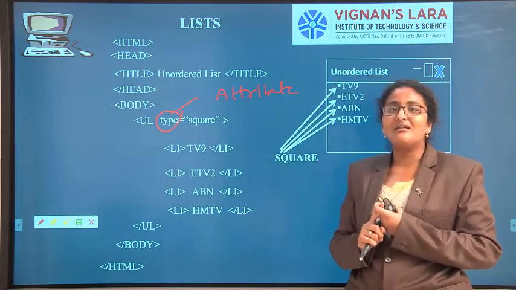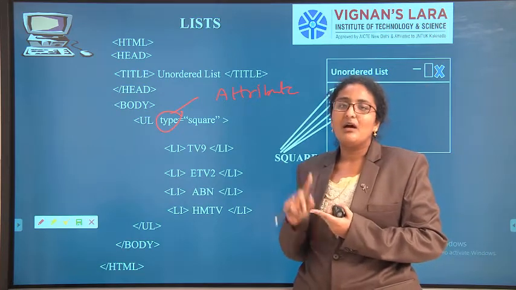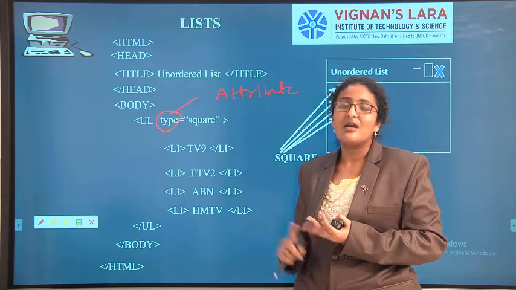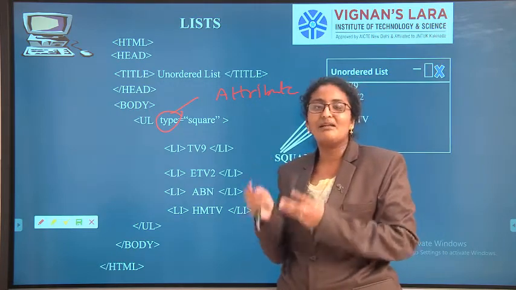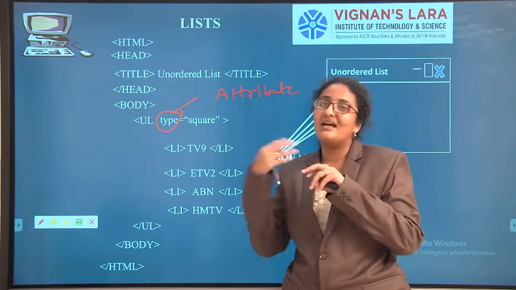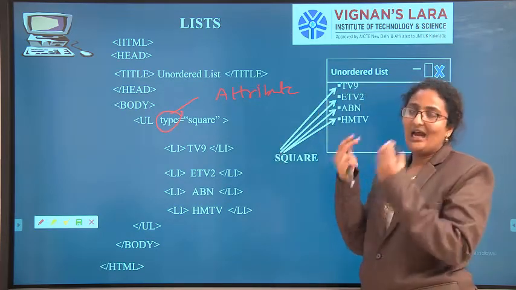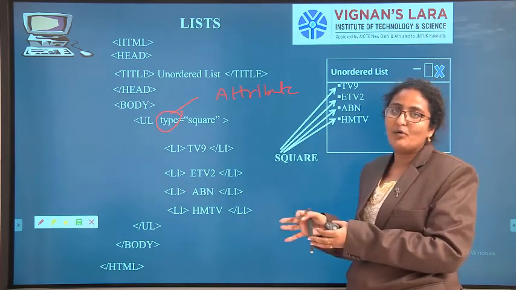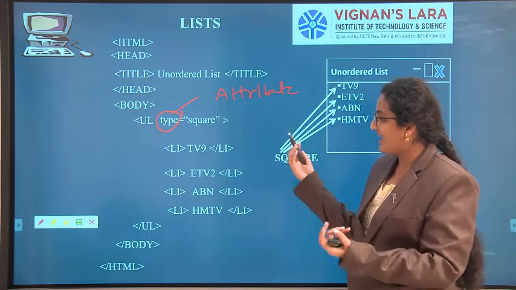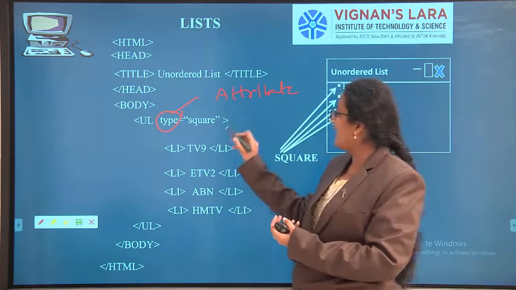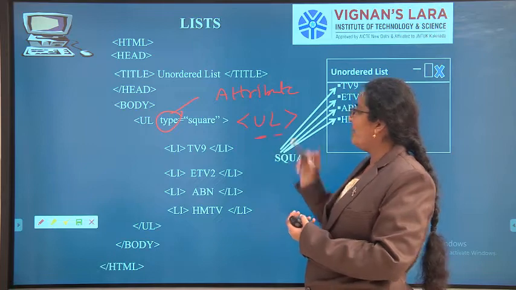List is nothing but a collection of related elements. List is divided into three types: ordered, unordered, definition list. First we are talking about unordered list. Unordered list is nothing but a collection of related elements which doesn't have any order. We have written some basic HTML programs to display the list of some elements. These elements you can take anything. Since we are talking about unordered list, the tag is UL. U means unordered, L means list.